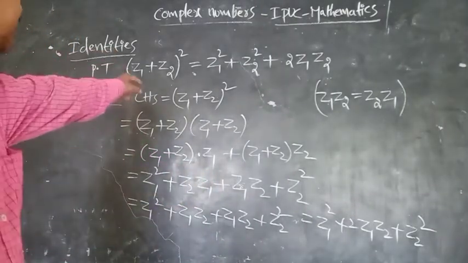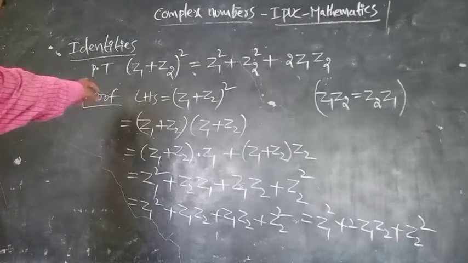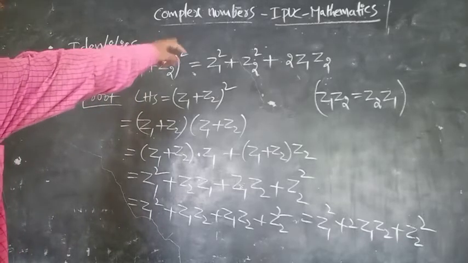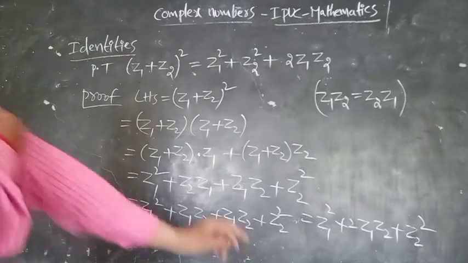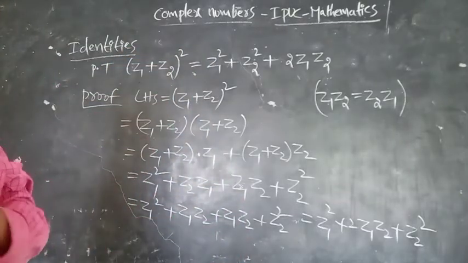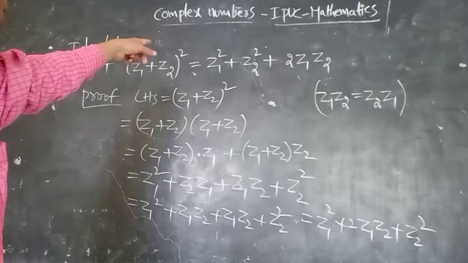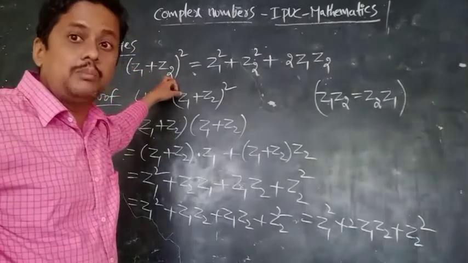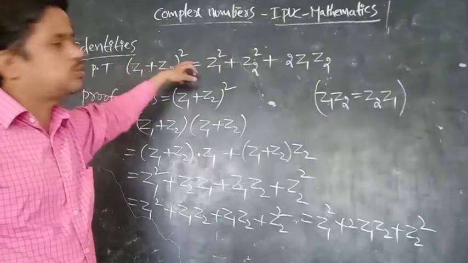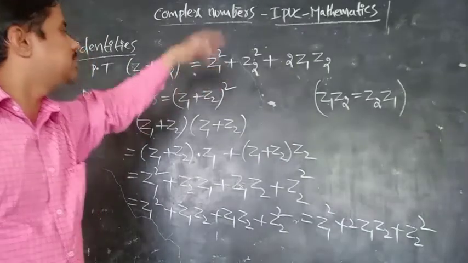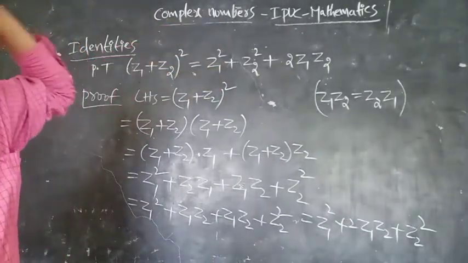Like the (A + B) whole square formula, (A + B) whole square equals A square plus B square plus 2AB, like that for Z1 and Z2. These are complex numbers. So (Z1 + Z2) whole square is equal to Z1 square plus Z2 square plus 2Z1Z2.